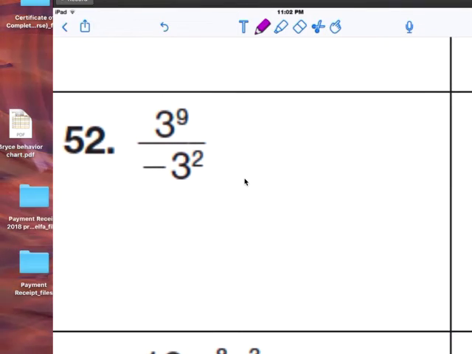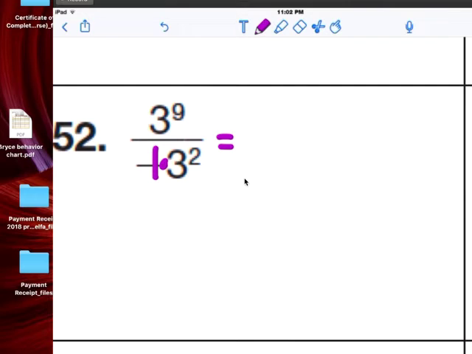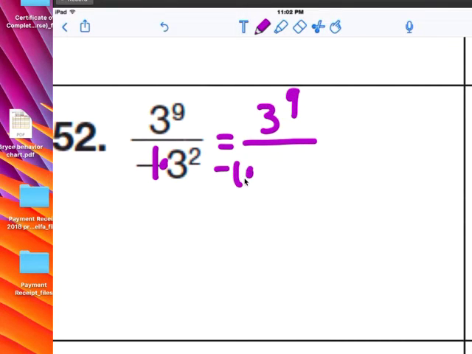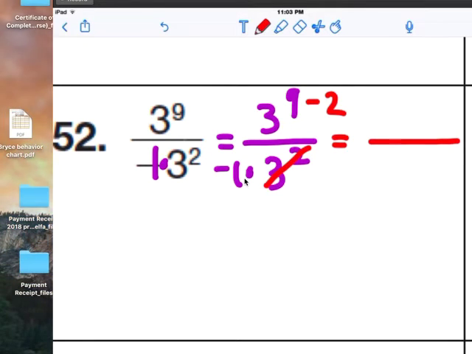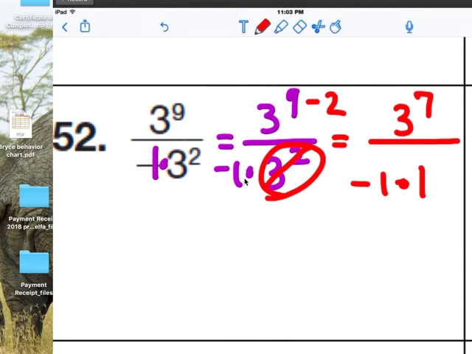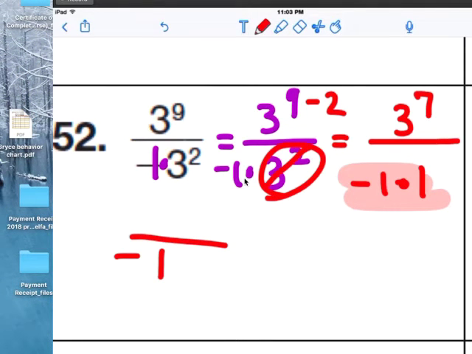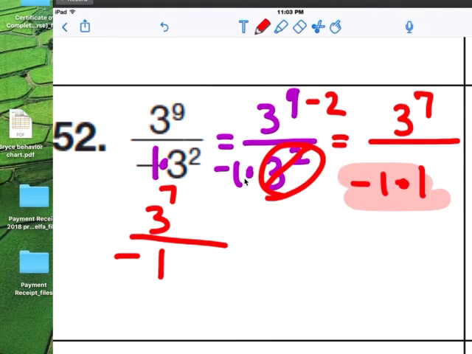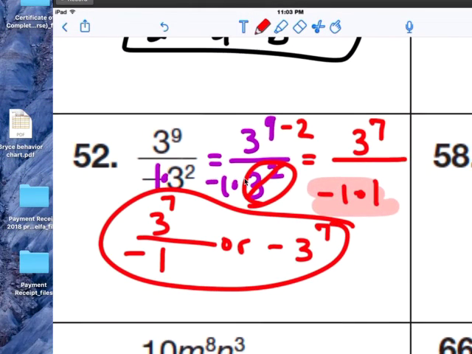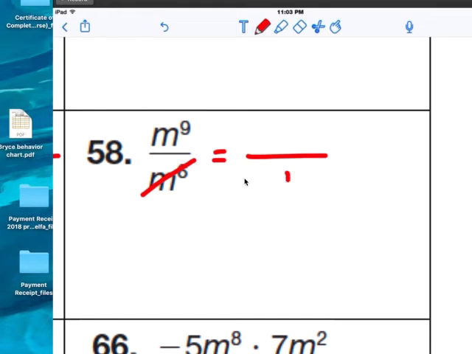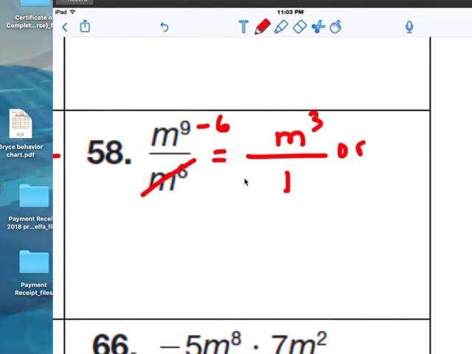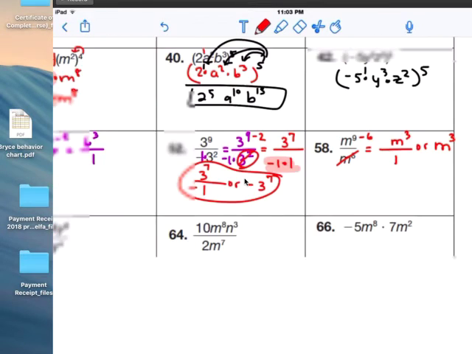Okay, now this looks different, but we know this is that. So this is 3 to the 9th over -1 times 3 squared. Now this -2, so on the denominator, -1 times this 1, and this is 3 to the 7th. -1 times 1 is -1, 3 to the 7th power, or just -3 to the 7th power, like that. Because -1 divided by anything is a negative, right? So this is an easy one. Cross that out, put a 1, right? -6 m to the third, or just m to the third without writing the 1 on the bottom, correct?